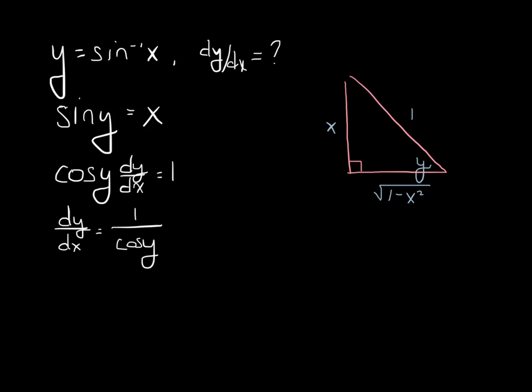Now back to our expression over here, we've got cosine of y. Well, the cosine of y would be adjacent over hypotenuse, so we'd just be left with radical 1 minus x squared. So dy dx is 1 over radical 1 minus x squared. So this means that the derivative of inverse sine is 1 over radical 1 minus x squared.